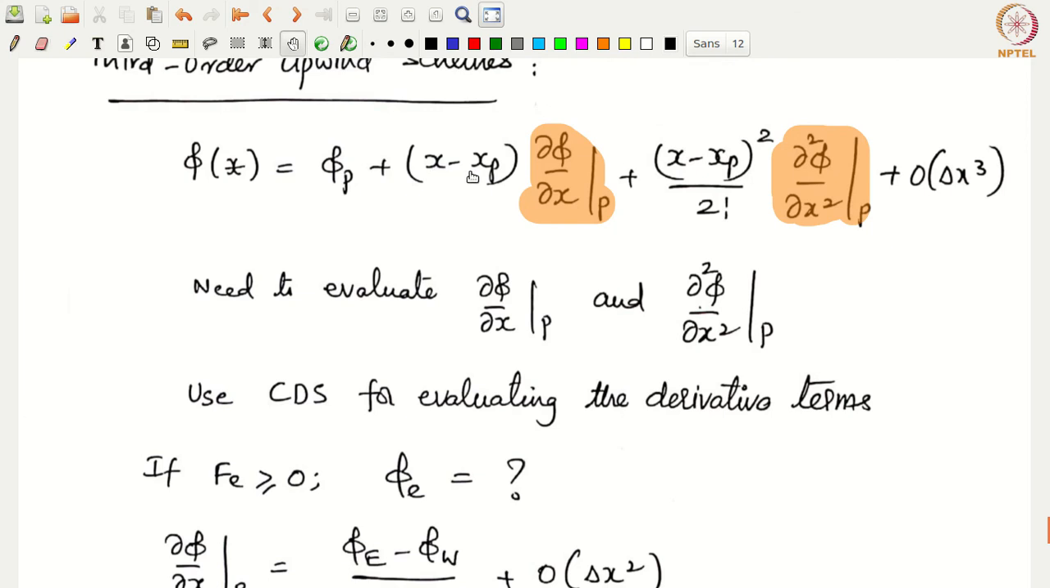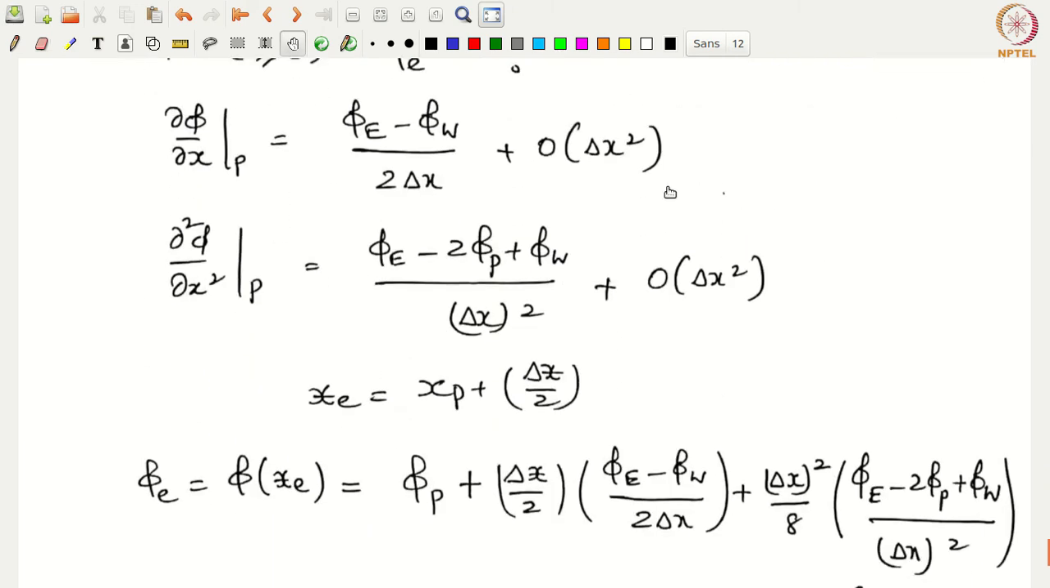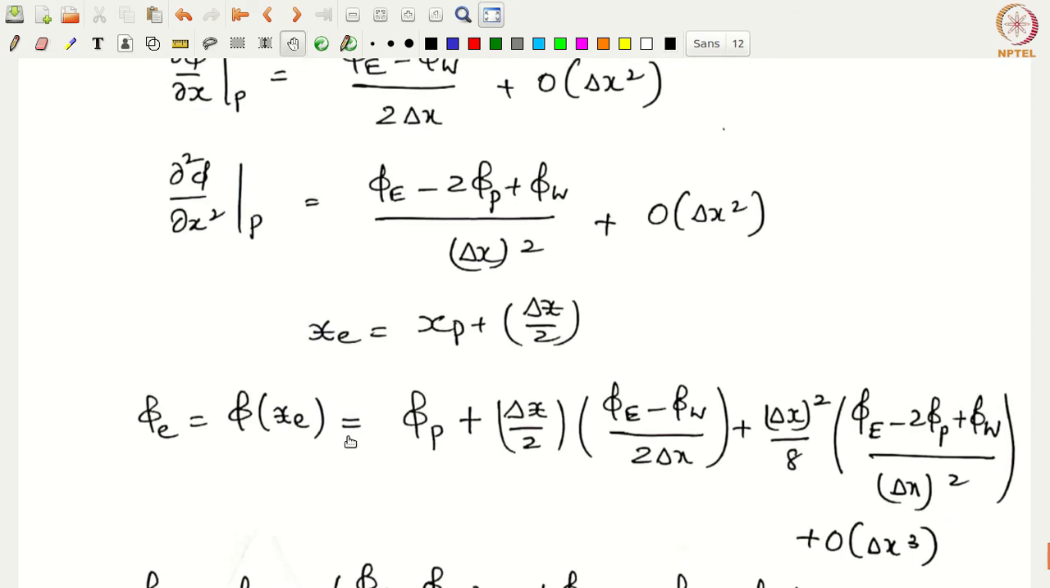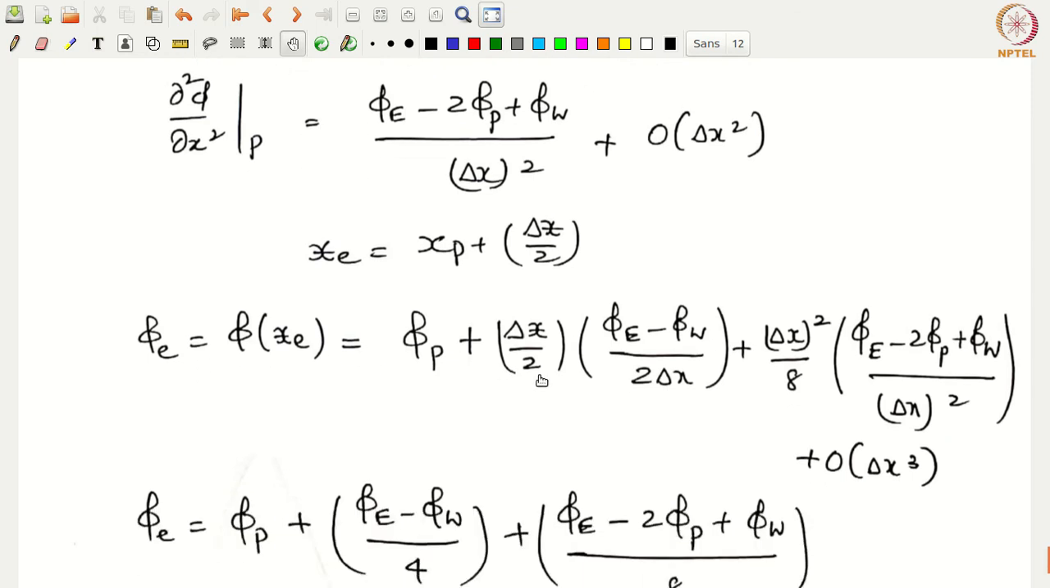If I plug these two back into the original equation and substitute x east minus xp as delta x by 2, and x east minus xp as delta x by 2 whole square, then you get an equation for phi little e as phi p plus delta x by 2 times the first derivative, partial phi partial x, plus delta x square by 8, because you have a 2 coming from here and there is already a 2 in the denominator, times the second derivative, plus order delta x cube.